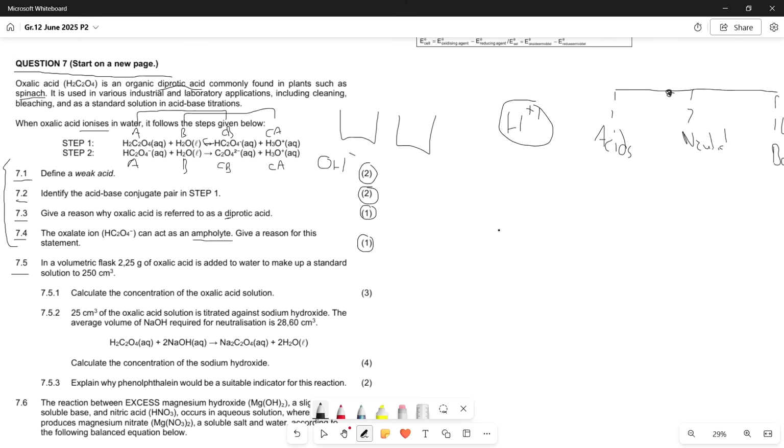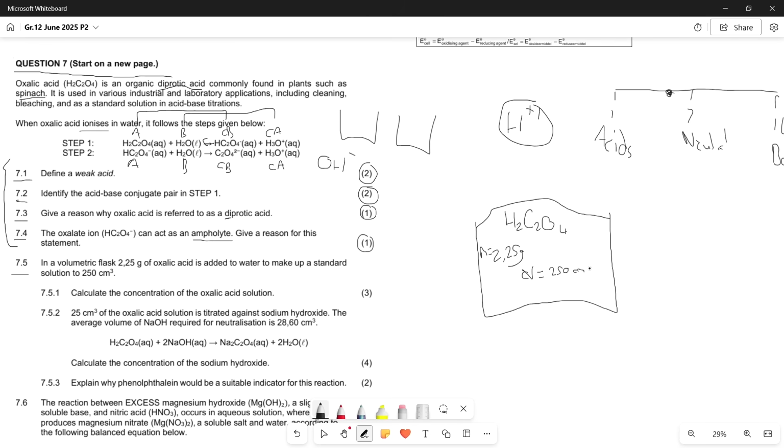So I just like to draw this section. It helps me visualize it a bit easier. So we have our oxalic acid, that is our H2C2O4. Just so we know which one we're working with. Okay, 2.25 grams, that is our mass over there, is added to water to make up a standard solution. The whole solution of H2C2O4 and water together has a combined volume of 250 centimeters cubed.